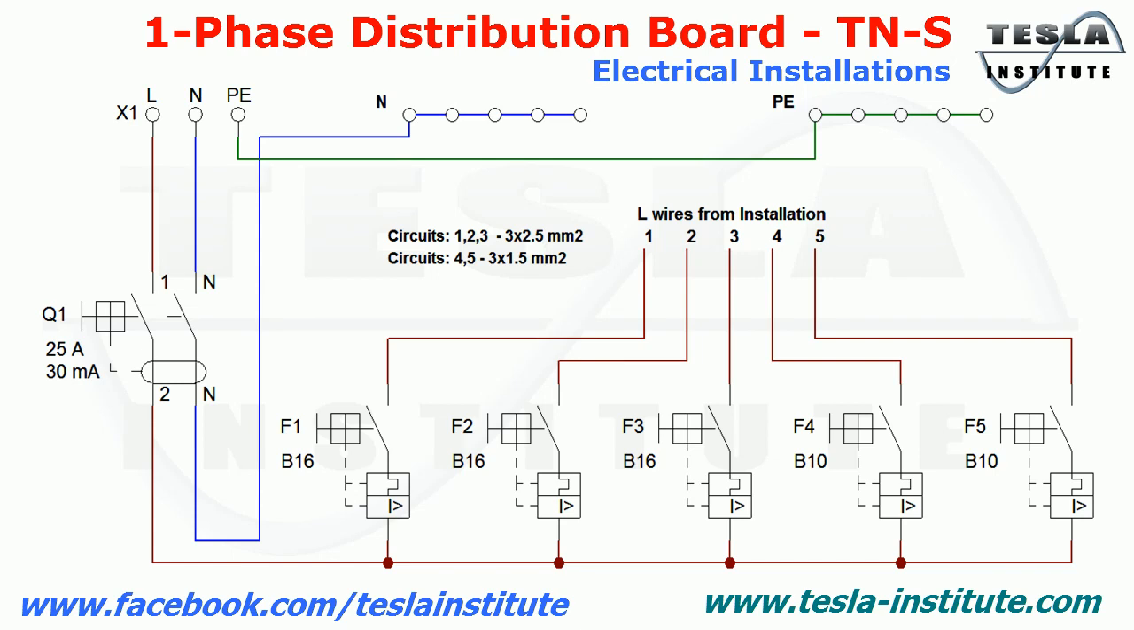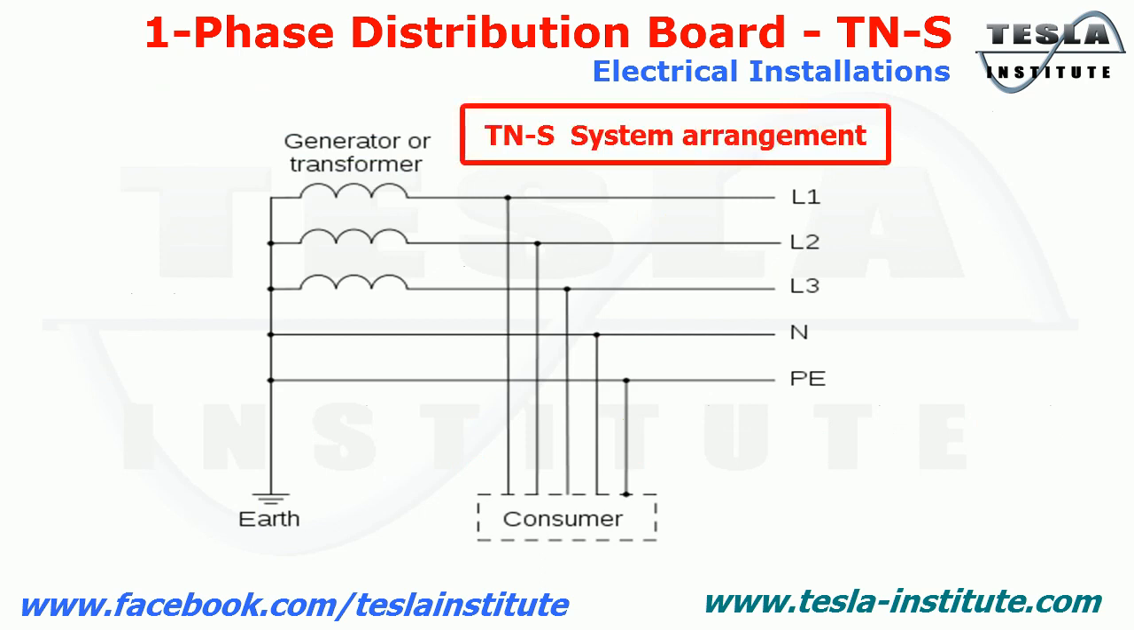This circuit of a one-phase distribution board is very popular, and is very often used in small flats and smaller houses. In this case it delivers 5 circuits for a flat or house electrical installation, 3 circuits for sockets and 2 circuits for lighting. In this case we have a TN-S system arrangement. TN-S system arrangement means we have 2 separate wires, neutral and protective earth, from the transformer to the consuming device, which are not connected together at any point after the building distribution point.